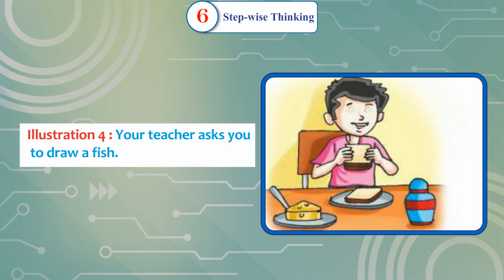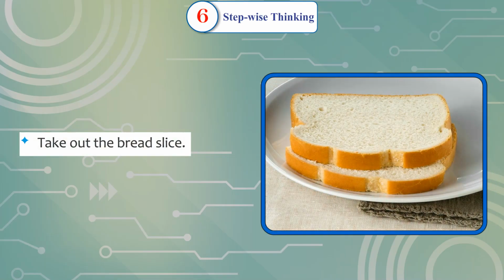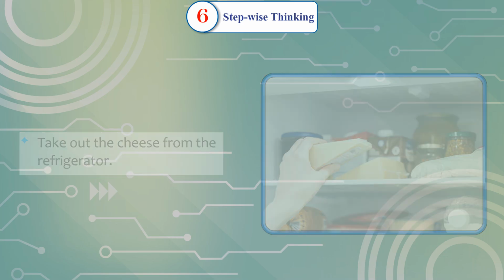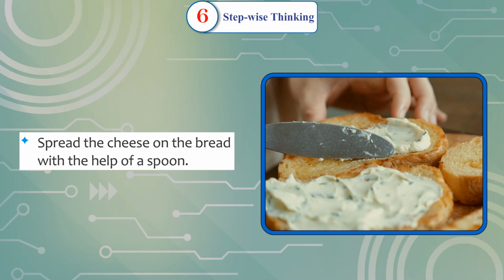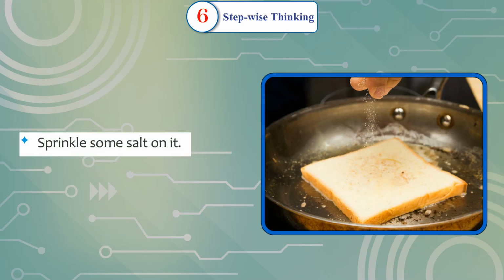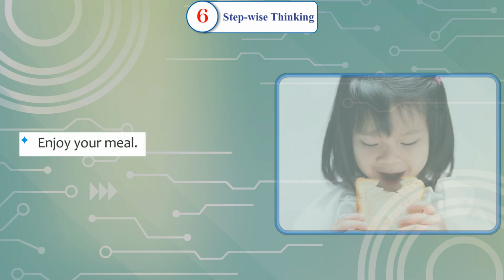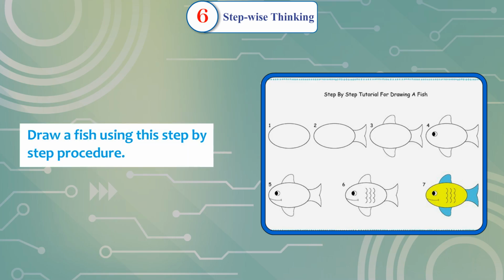Illustration 3. Your mother is not at home and you are feeling hungry. Write down the steps to make a sandwich. Take out the bread slice. Take out the cheese from the refrigerator. Take a spoon. Spread the cheese on the bread with the help of a spoon. Sprinkle some salt on it. Put another bread slice on it. Enjoy your meal. Illustration 4. Your teacher asks you to draw a fish. Draw a fish using this step-by-step procedure.